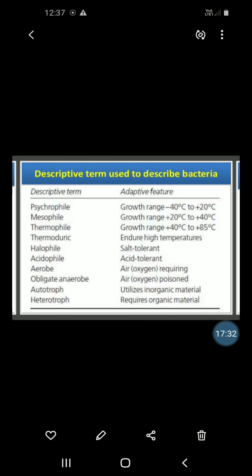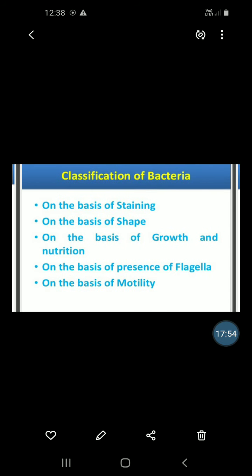Next, aerobe, that is air or oxygen requiring. Then obligate anaerobe, that is air or oxygen poison. Next, autotrophs utilize the inorganic material. And next, heterotrophs require organic material.